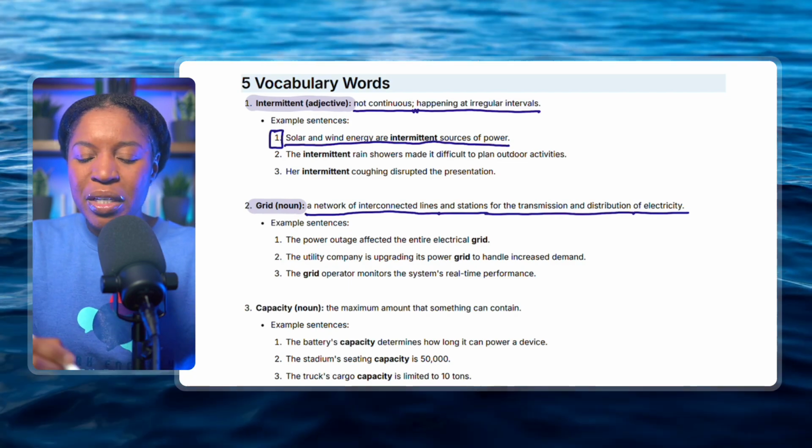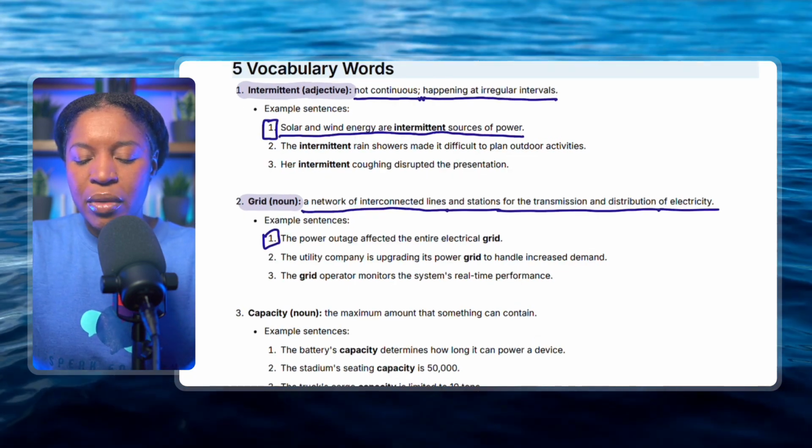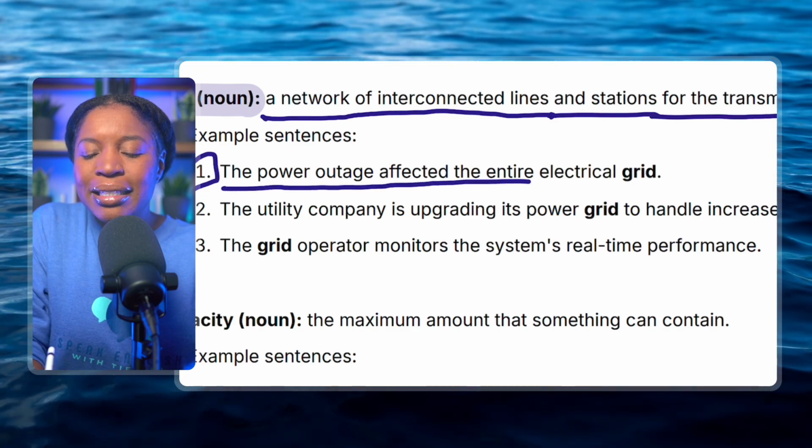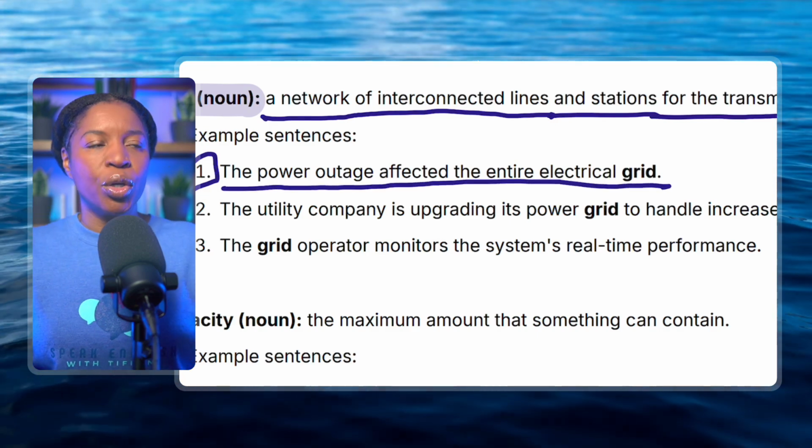Now, check out this example sentence. The power outage affected the entire electrical grid. The power outage affected the entire electrical grid. We're all connected to a grid if we're getting electricity from the state or the city that you live in. Now, I want to give you 3 example situations in which you can use this term.